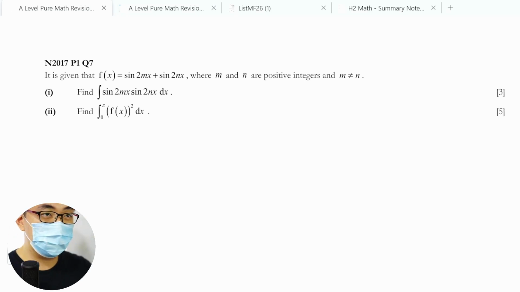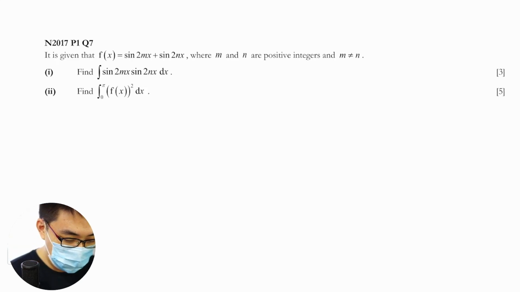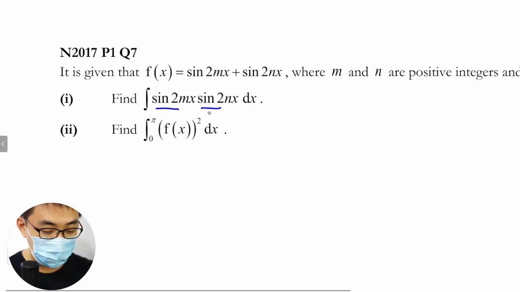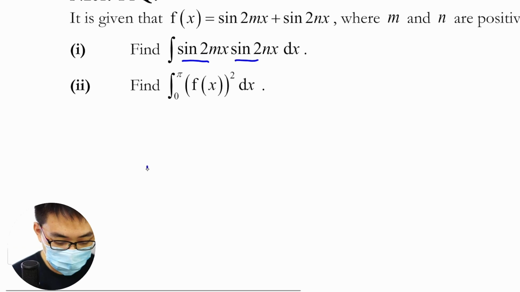So for this question here, same thing. You need to know that there are only 8 expressions you can integrate for trigo. This one, you need to split it up. Sine and sine, so you can't integrate this directly. You can't. So what you need is actually to split it up using the factor formula.